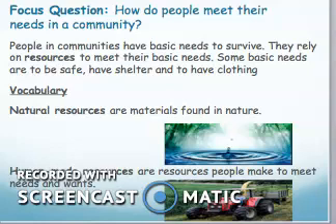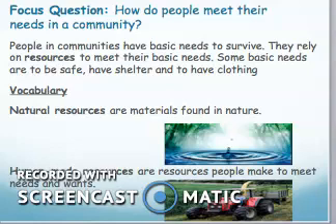So, our focus question for today: how do people meet their needs in a community? People in communities have basic needs to survive, right? They rely on resources to meet these basic needs. Some basic needs are to be safe, to have shelter, and to have clothing, right? So needs are things that we need to survive.